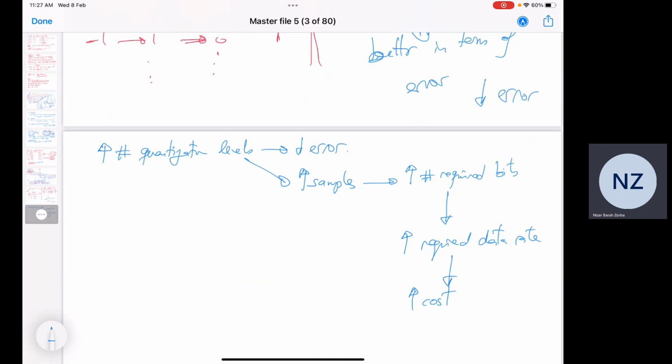So increasing the number of quantization levels, yeah, it is good for error, but be careful because it will also increase the data rate requirement. It will increase the cost eventually and so on. Okay, good. Write down.